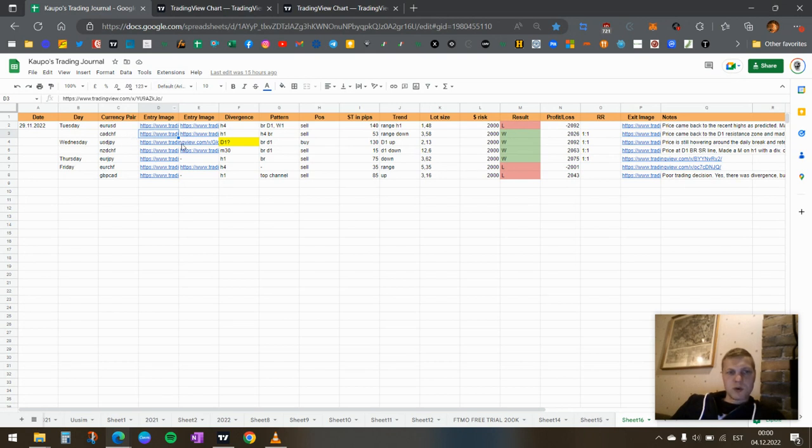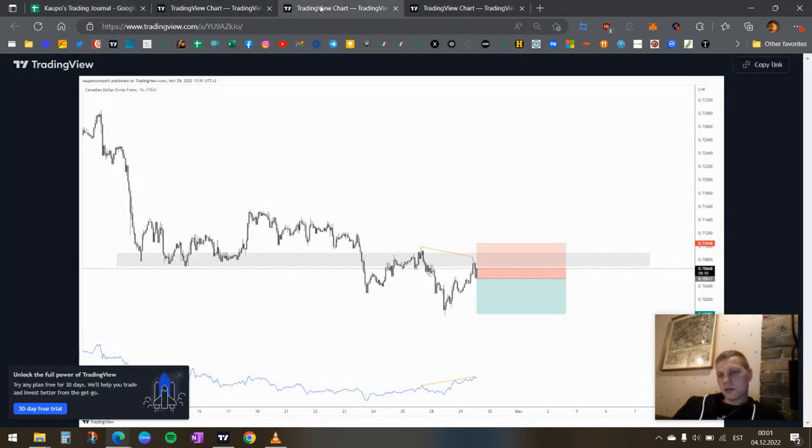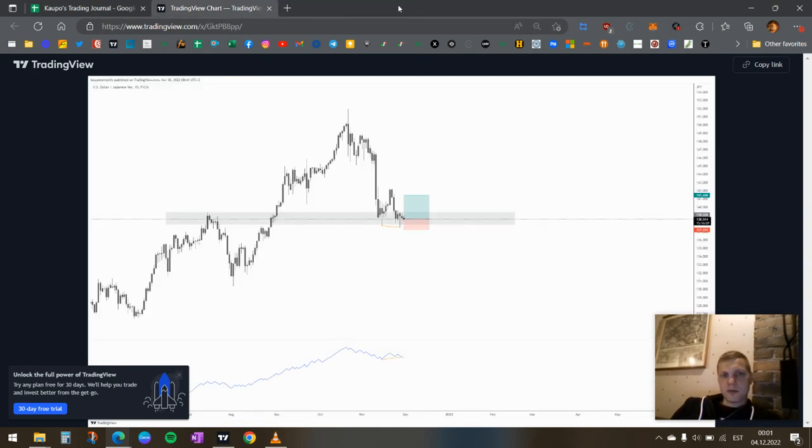USD JPY was on Wednesday. For this trade, for something to learn, exactly my trade. I would take it again. Divergence was present at a support resistance line, so everything checks out. So this was a good trade. USDCHF was at a daily break and retest zone with a daily.